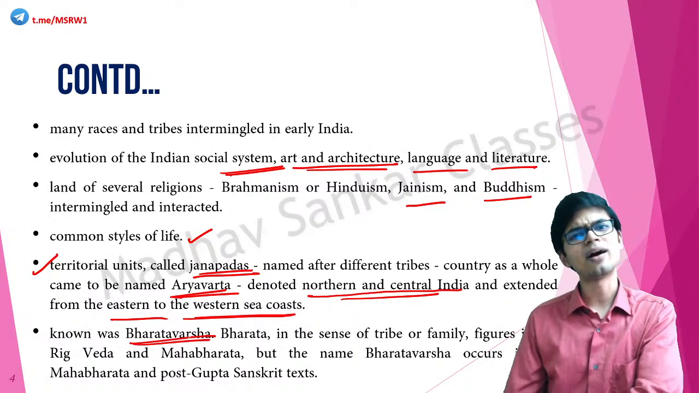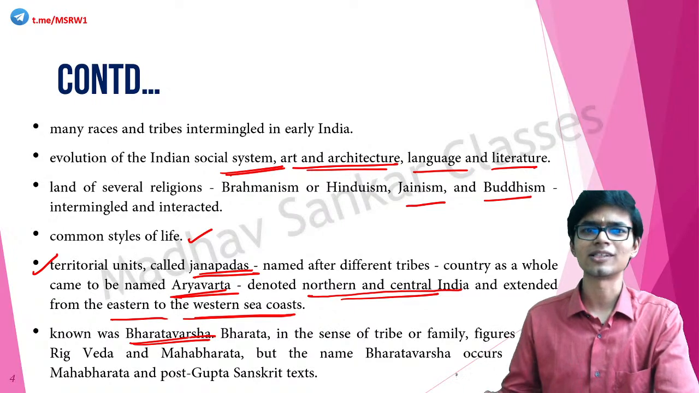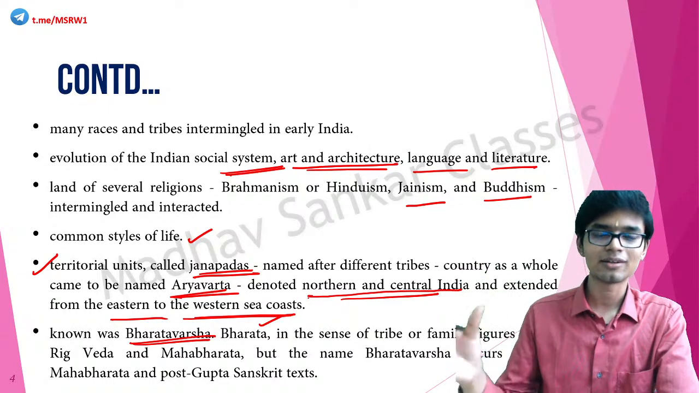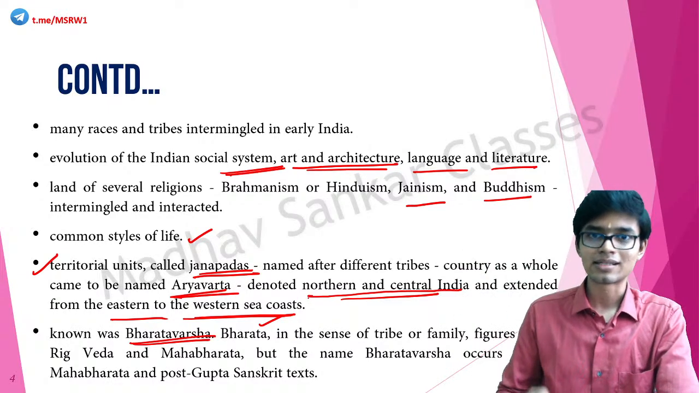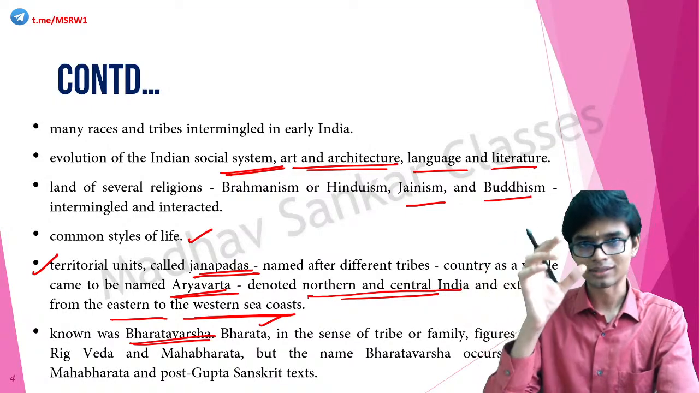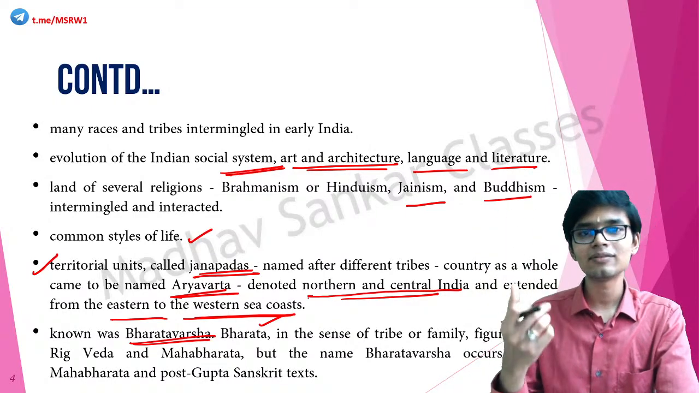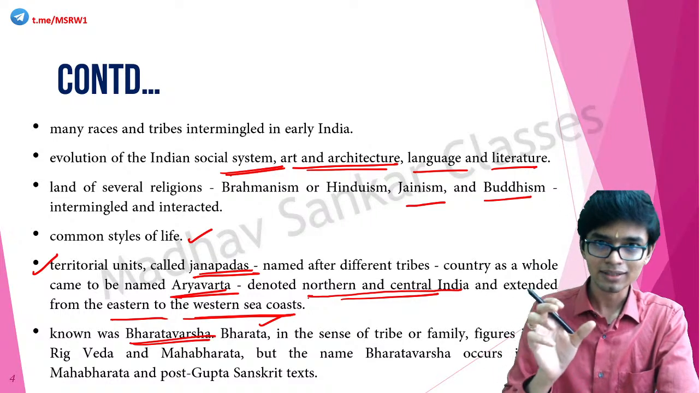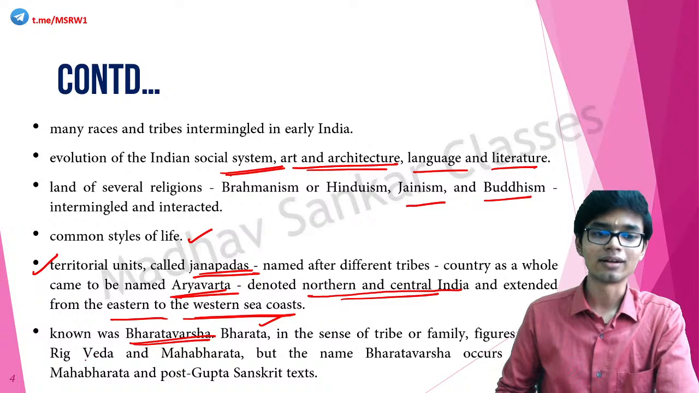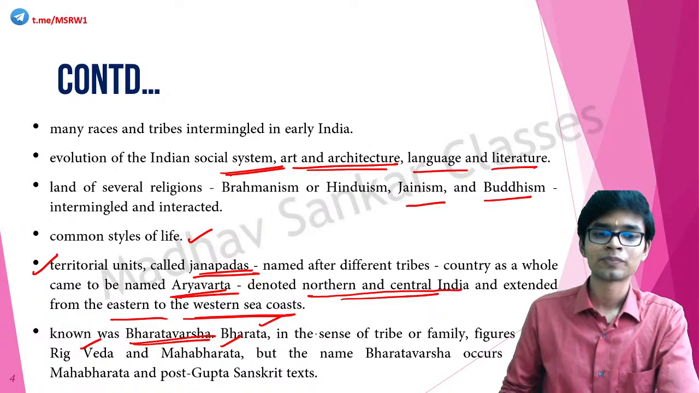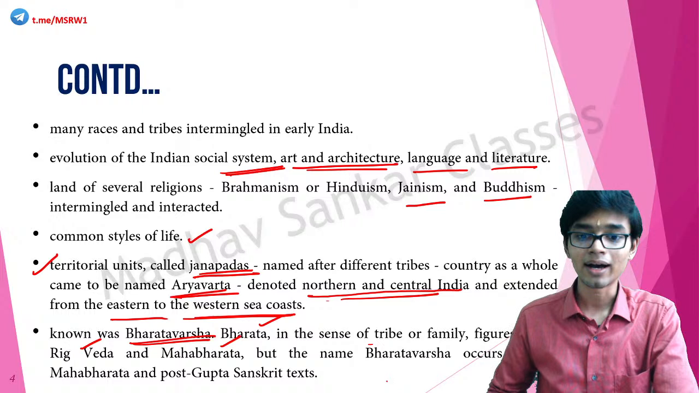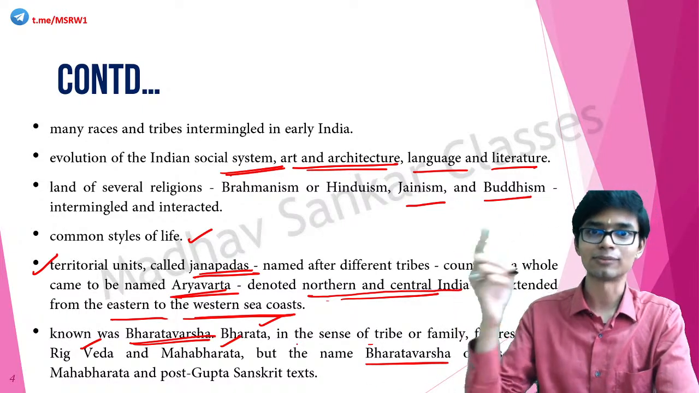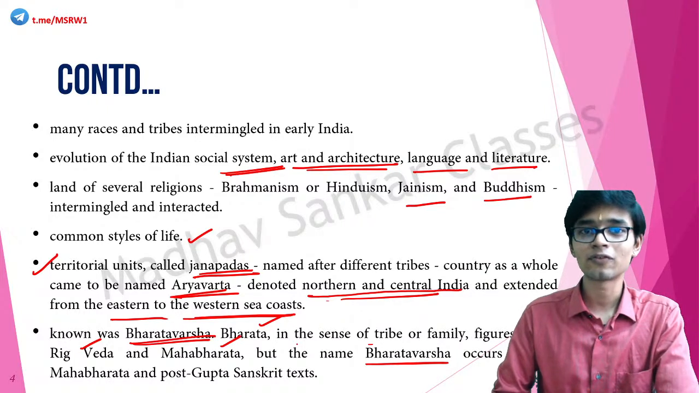Then India has also been known as Bharatavarsha. Where did we get this name Bharatavarsha? Everybody knows the answer to this one, because the name arrived from the very common name Bharata. It is the name of a tribe or the tribe leader. From that, the name Bharatavarsha emerged. This term Bharata is seen in the Rigveda as well as in the Mahabharata. But the name Bharatavarsha occurs in the Mahabharata and post-Gupta Sanskrit textbooks. This is also very important for prelims.